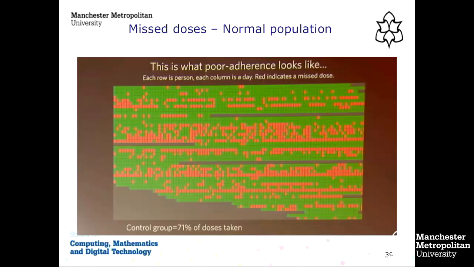Now, missed doses for a normal population, we had a control group. There's this study that, again, I think MIT put out, a control group of people just taking medicines. And overall, they found out that 71% of doses were taken. So it wasn't like they took the ideal 100%.